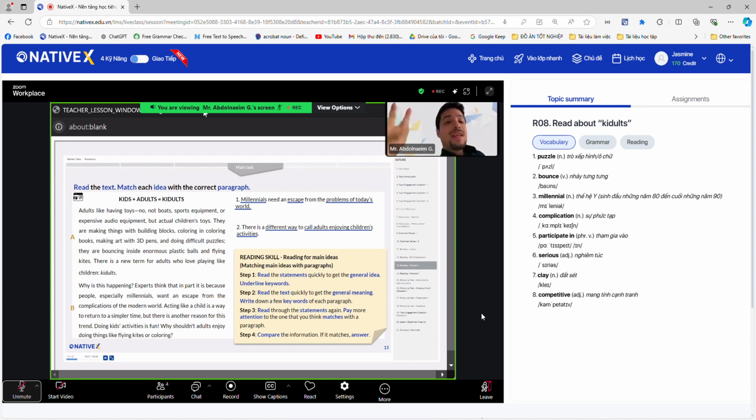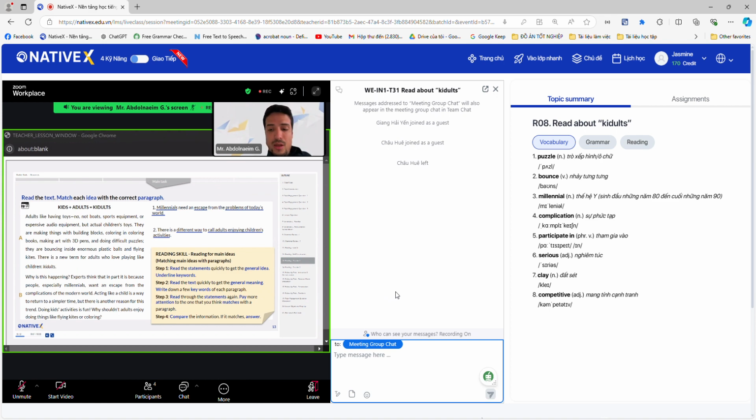So now I want you to read the paragraphs A and B and find the keywords in paragraphs and then match them with number one or two. Okay? You have about 1 minute. Please write your answers in the chat box. Number one and number two. Any questions? No questions, teacher. All right, then you can start.